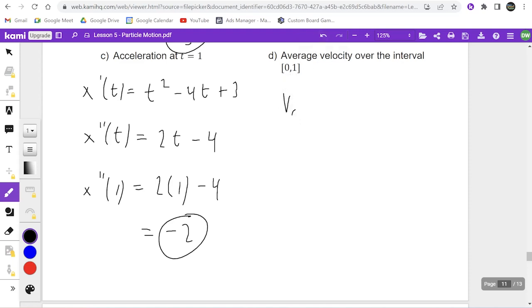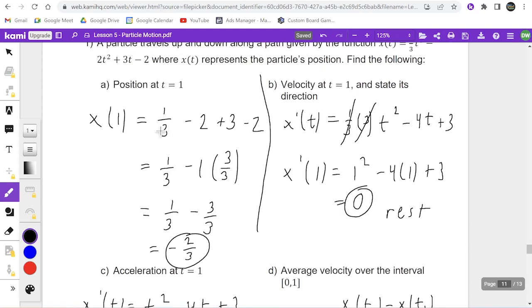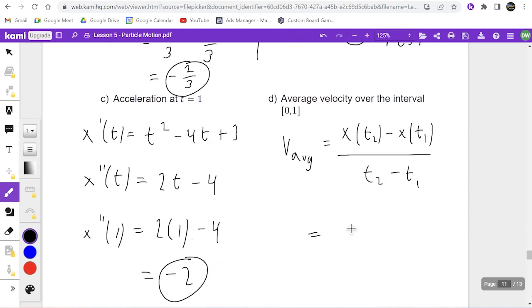Remember, it was, I'll call it V average, is equal to x of t2 minus x of t1 divided by t2 minus t1. Or in other words, it's just the algebra 1 slope formula for the original function. This is not a derivative. So in other words, I need to plug in 1 for t in the original function, which luckily I did already. That was the answer to part A. Part A, I plugged in 1, and I got negative 2/3. So that's what goes in this first spot right there, negative 2/3.